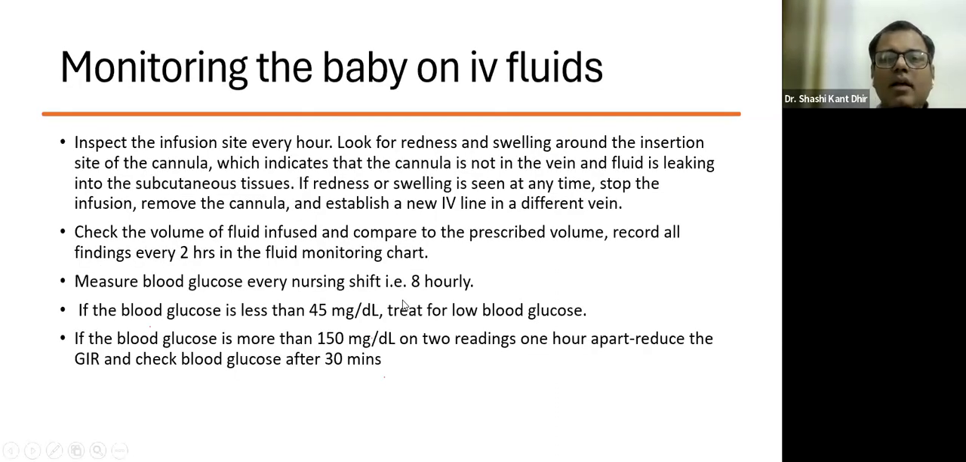So these are the things that are very important, right? We have to inspect the infusion site hourly. In the monitoring sheet, the sister has to see the infusion site, and every hour it has to be written. We have to look for redness and swelling around the insertion site, which indicates that the cannula has gone out. Definitely we have to pick it up before the visible swelling occurs. The first sign is redness, so whenever there is redness, we should be able to pick it up.